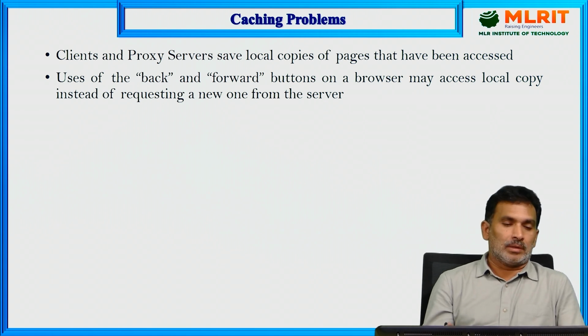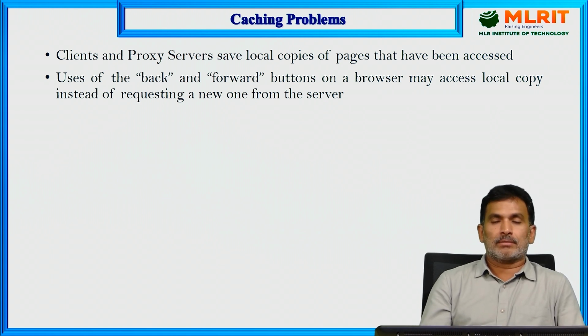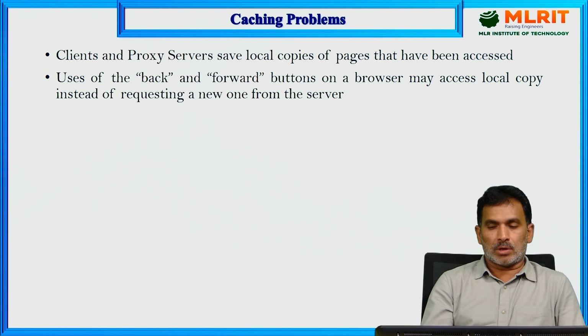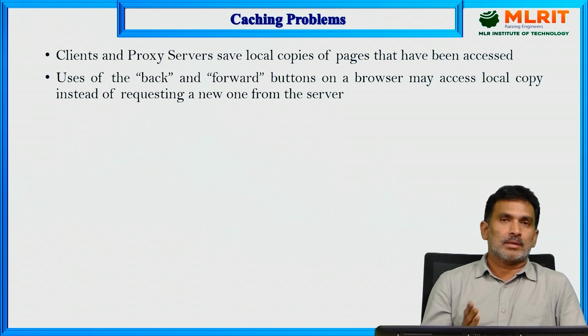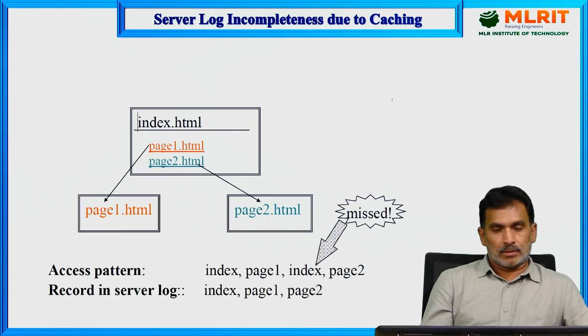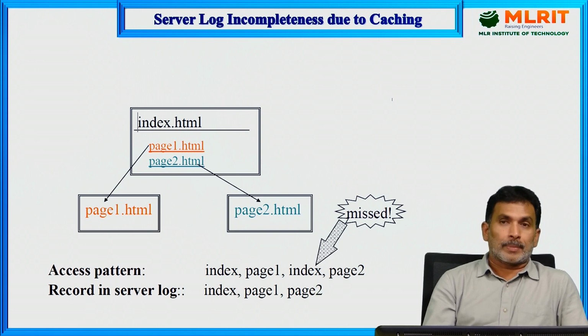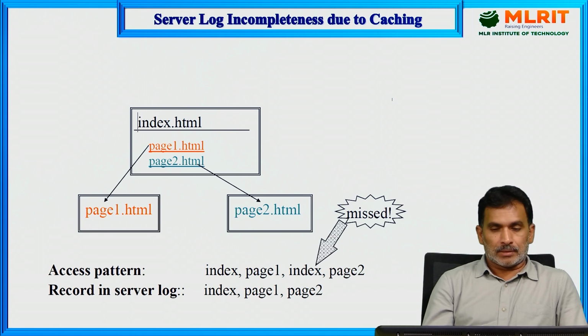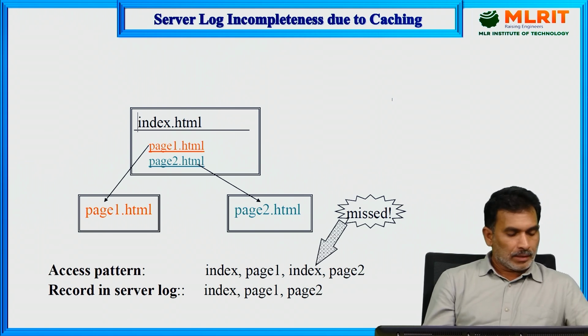Next, caching problems. Mainly the clients and the proxy servers save local copies of pages that have been accessed more frequently. So use of the back and forward buttons on a browser may access the local copy instead of requesting a new one from the servers. So these are the problems with caching. So next, the server log is incomplete due to the caching. As I said just before, the most frequently used pages would be stored in a temporary location. So while accessing those, this problem will occur.